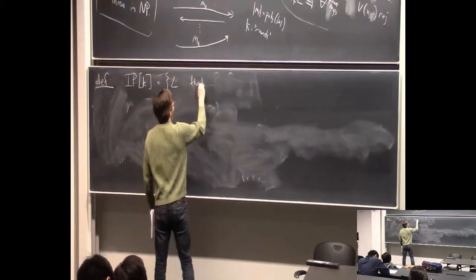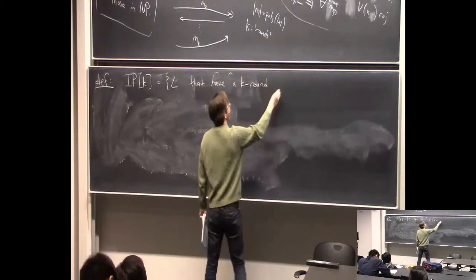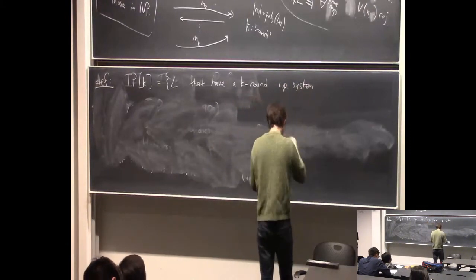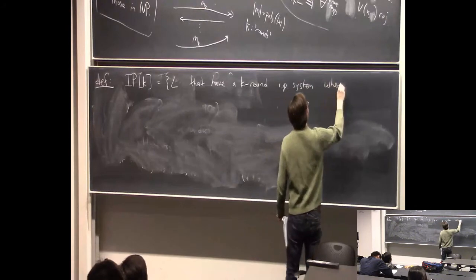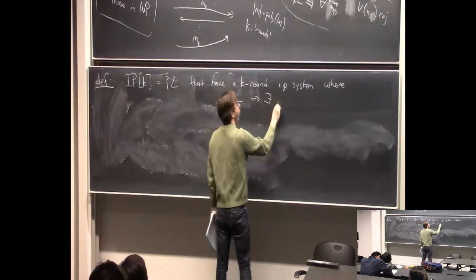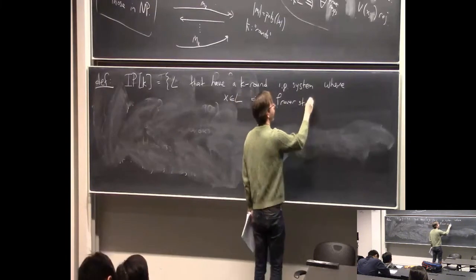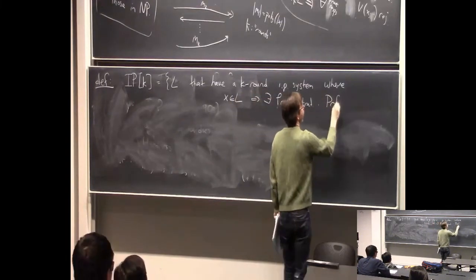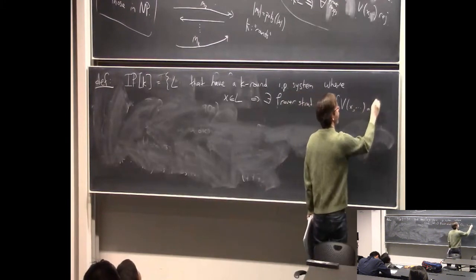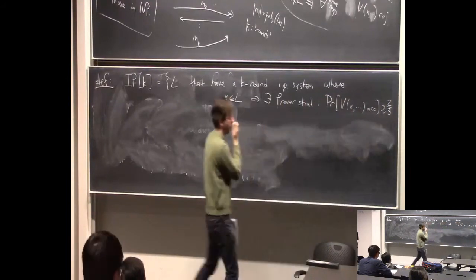L that have a K-round interactive proof system, kind of like this, where if X is in the language, then there exists a prover strategy such that the probability that V accepts with the messages, and let's just make it like BPP, so let's say at least 2/3. Let's not get greedy and say that it has to be 1.